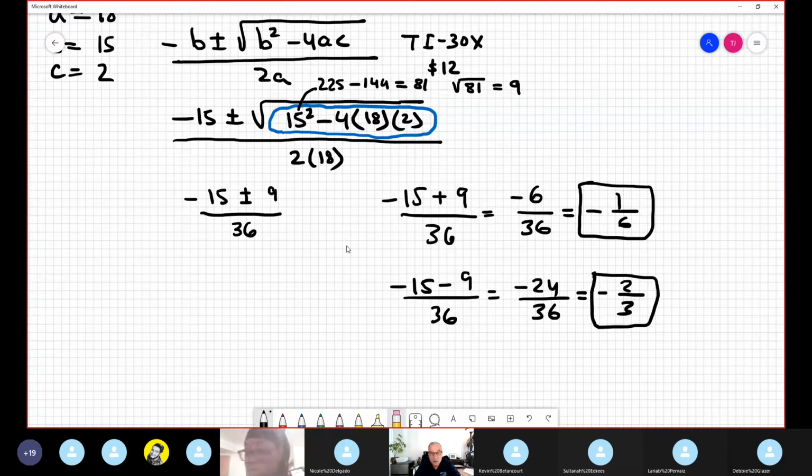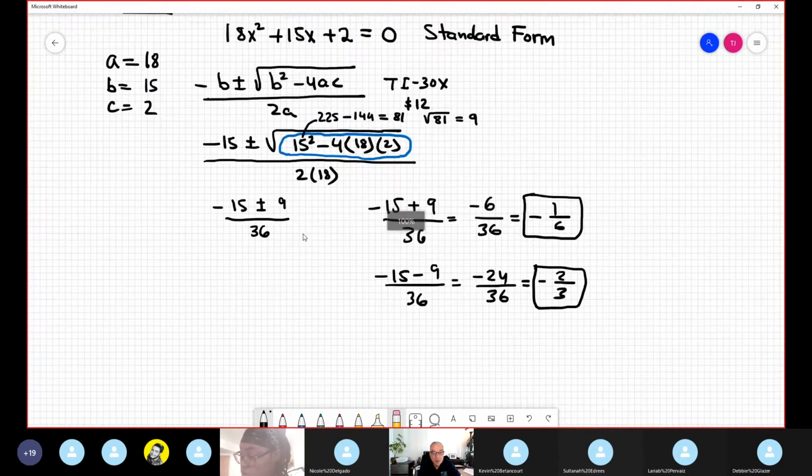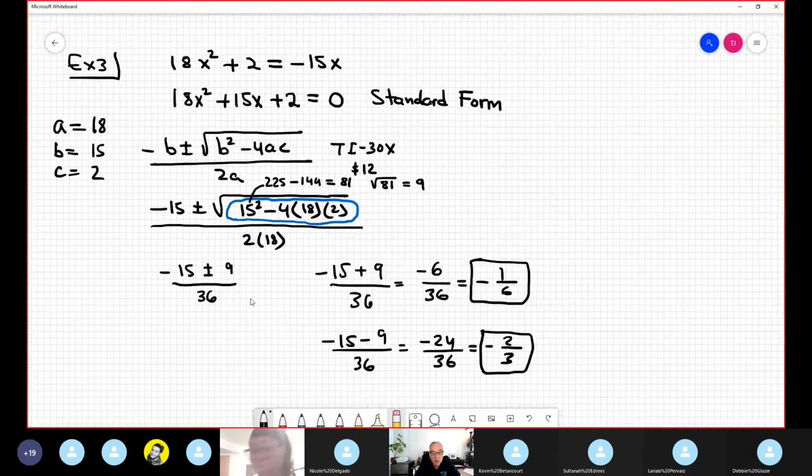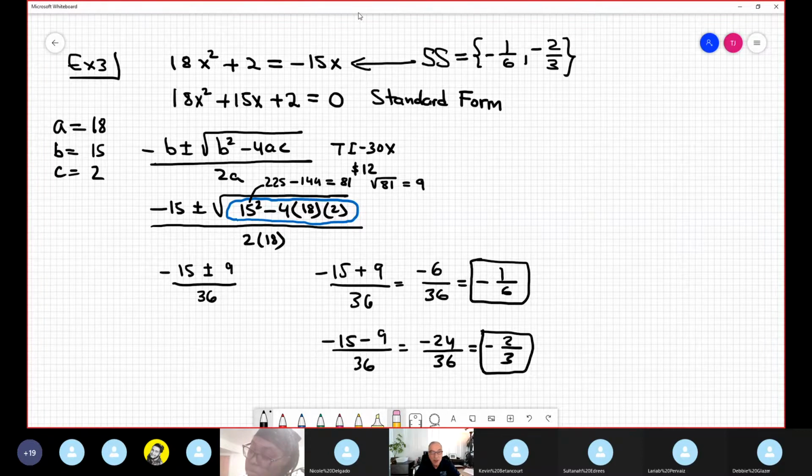Okay, so the equation given at the beginning contains two solutions. Solution set: open the curly bracket and list them, it doesn't matter the order, negative 1 over 6, comma, negative 2/3. Two solutions. Most frequently the quadratic equation has two solutions. It doesn't always happen, but frequently.